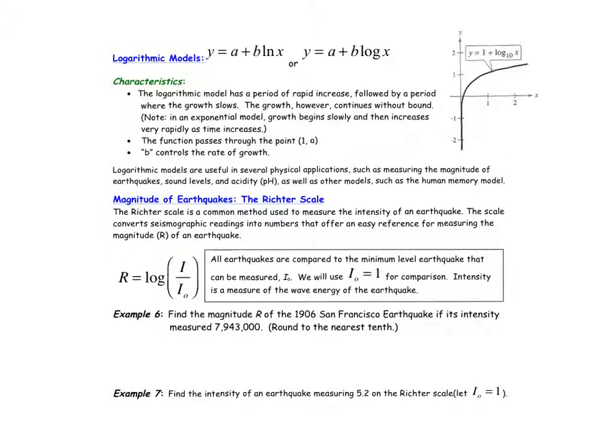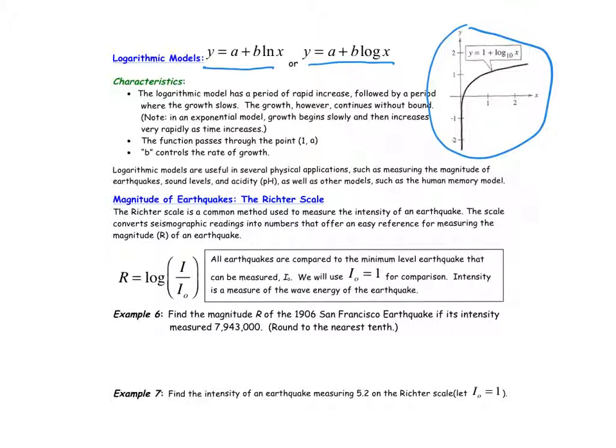In the next few examples, we're going to look at logarithmic models. A logarithmic model is something in the form y equals a plus b times ln x, or y equals a plus b log x. And over here, we can see a sketch of what this type of model would look like.